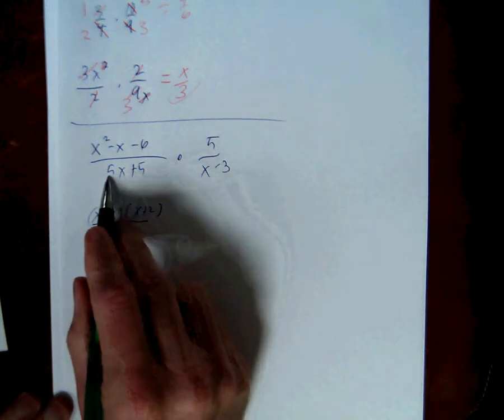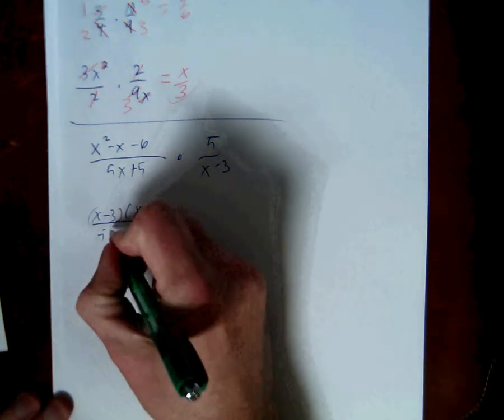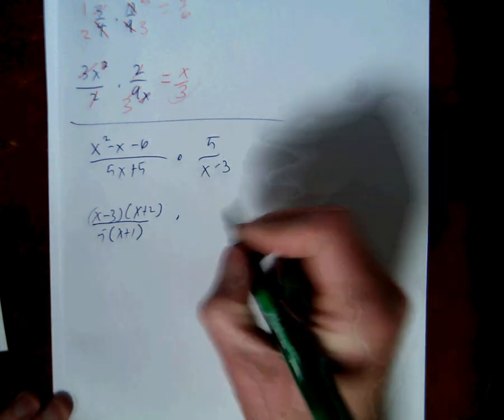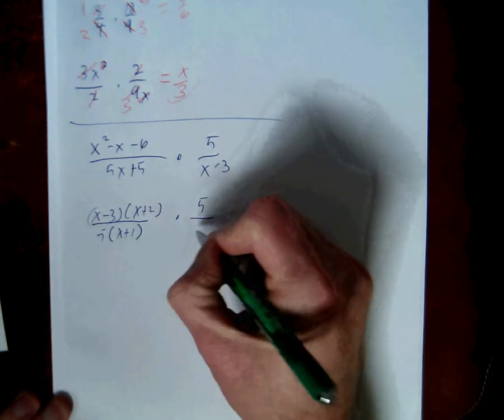As far as the bottom, I see there's a 5 in common, so I can factor out a 5, and that's going to give me an x plus 1. There's not much I can do with this, so I'm still going to have 5 over x minus 3.